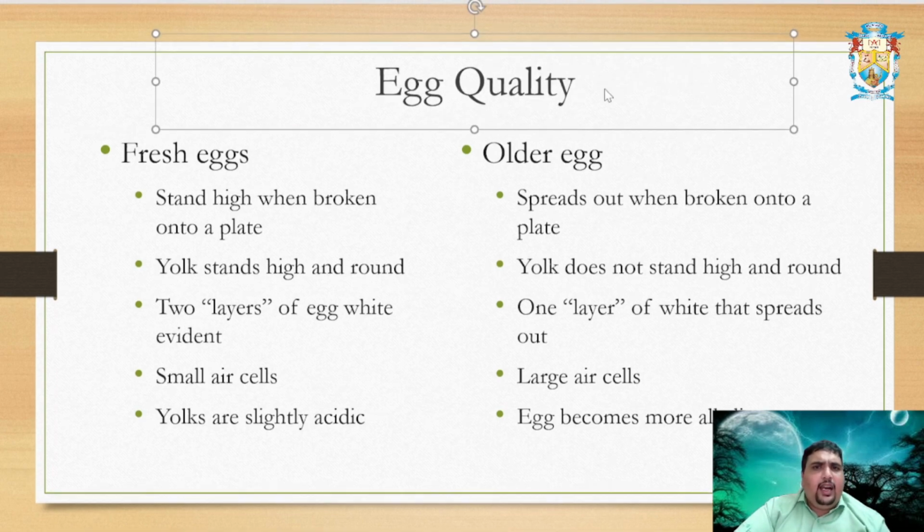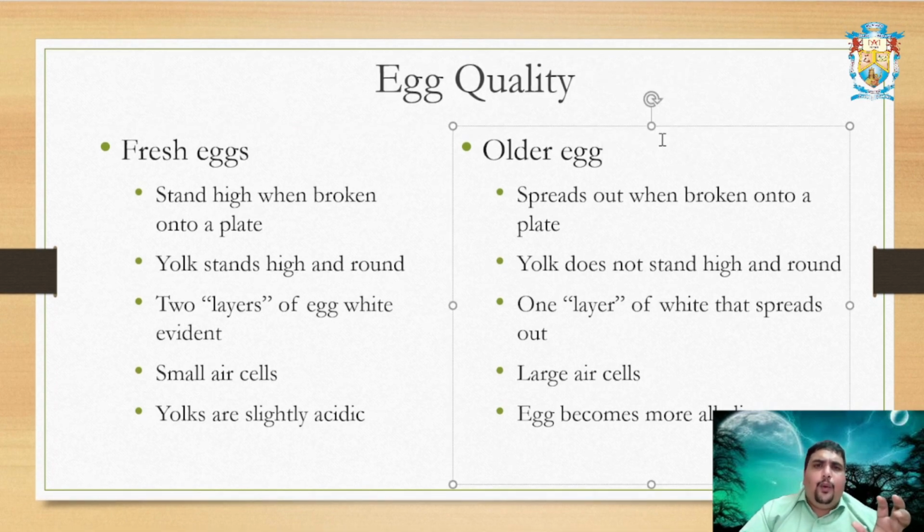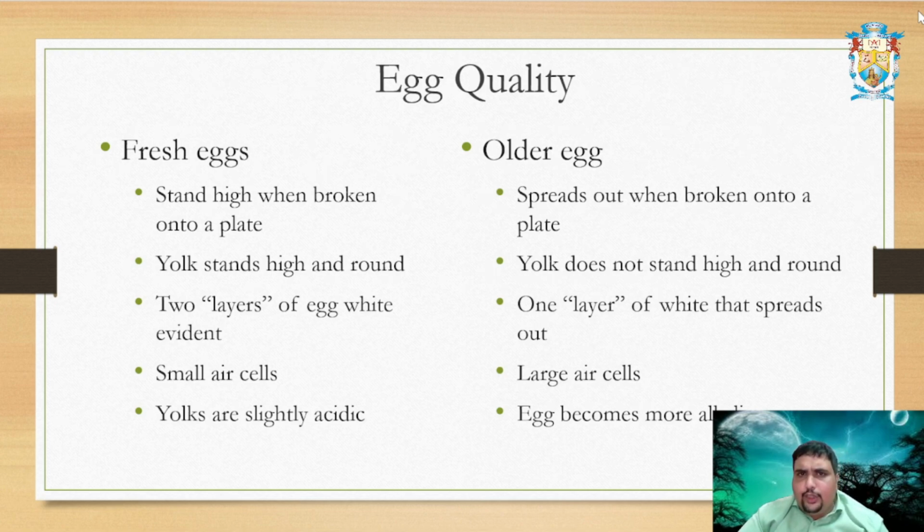A fresh egg stands high when broken onto a plate. When you break open an egg, what happens to the fresh egg is you can see the yolk on top, then the thick egg white, and the thin egg white. You can see the classification very clearly. The yolk stands up high and round. Two layers of egg whites are evident. It is very clear that there are three total layers: yolk, thick egg white and thin egg white.